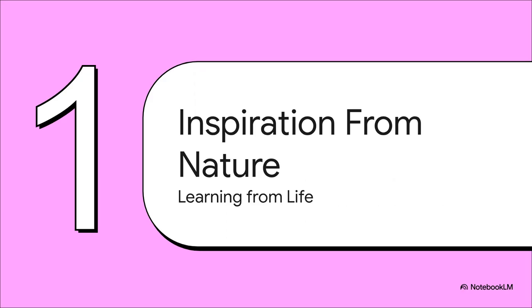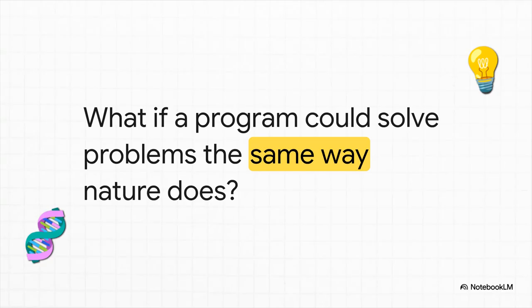To really get how this works, we need to take a step back and look at the most powerful problem solver that exists, evolution itself. You know, for billions of years, life on Earth has been fine-tuning itself. The animals that are a little bit faster, a little bit stronger, they're the ones that survive and pass on their genes. It's this slow, grinding, but unbelievably effective process.